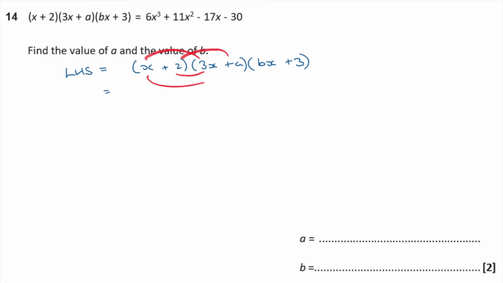So what I get is x times 3x, which is 3x², and then x times a, which is ax, and then 2 times 3x, which is 6x, and then 2 times a, which is 2a. Okay, so that's what I get when I multiply out those two terms.